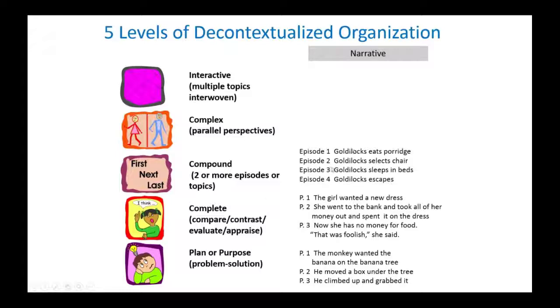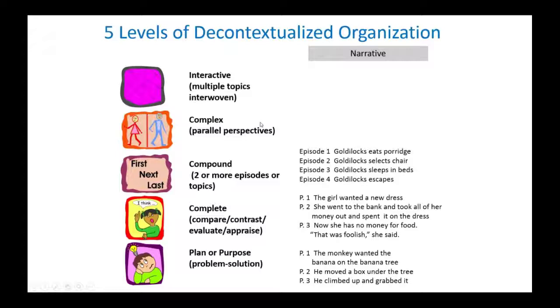So each thing has a complete once upon a time. There are three bears. Goldilocks came to the house. Her problem was she was hungry. So her first plan was to eat the Papa Bear's porridge, but it was too hot. So her next plan was to eat the Mama Bear's. It was too hot, etc., etc. So this episode comes to an end before the next one begins.